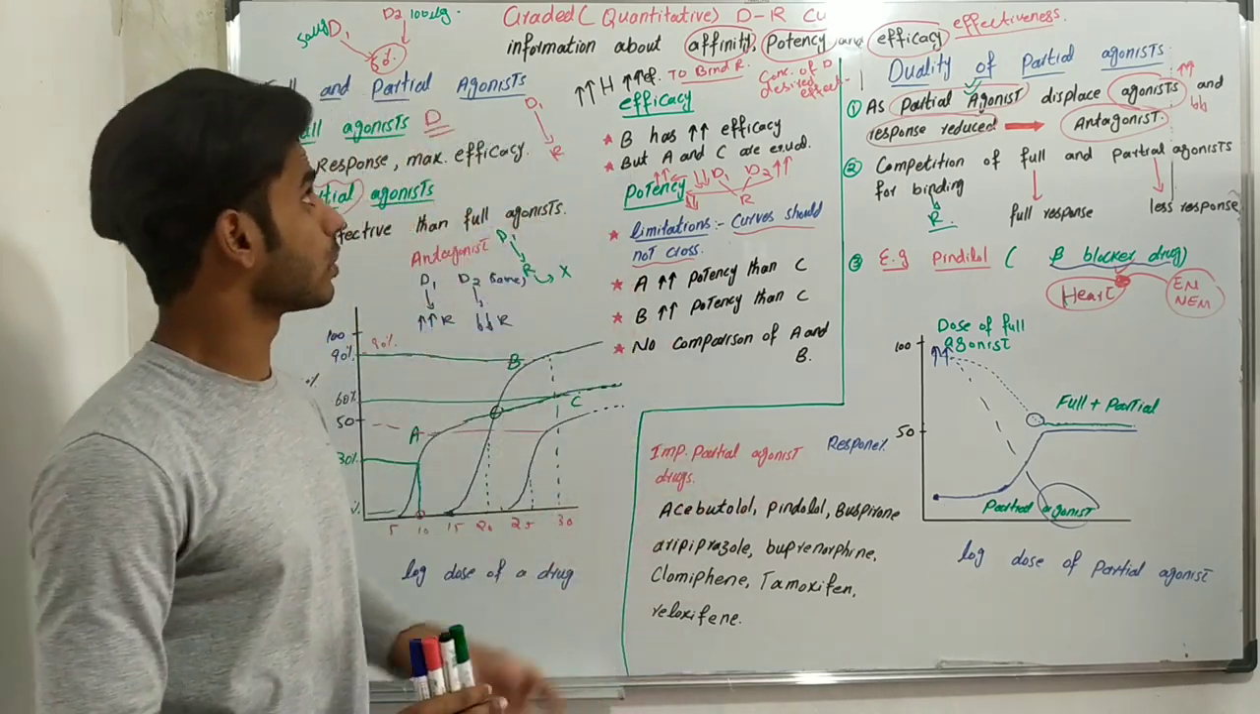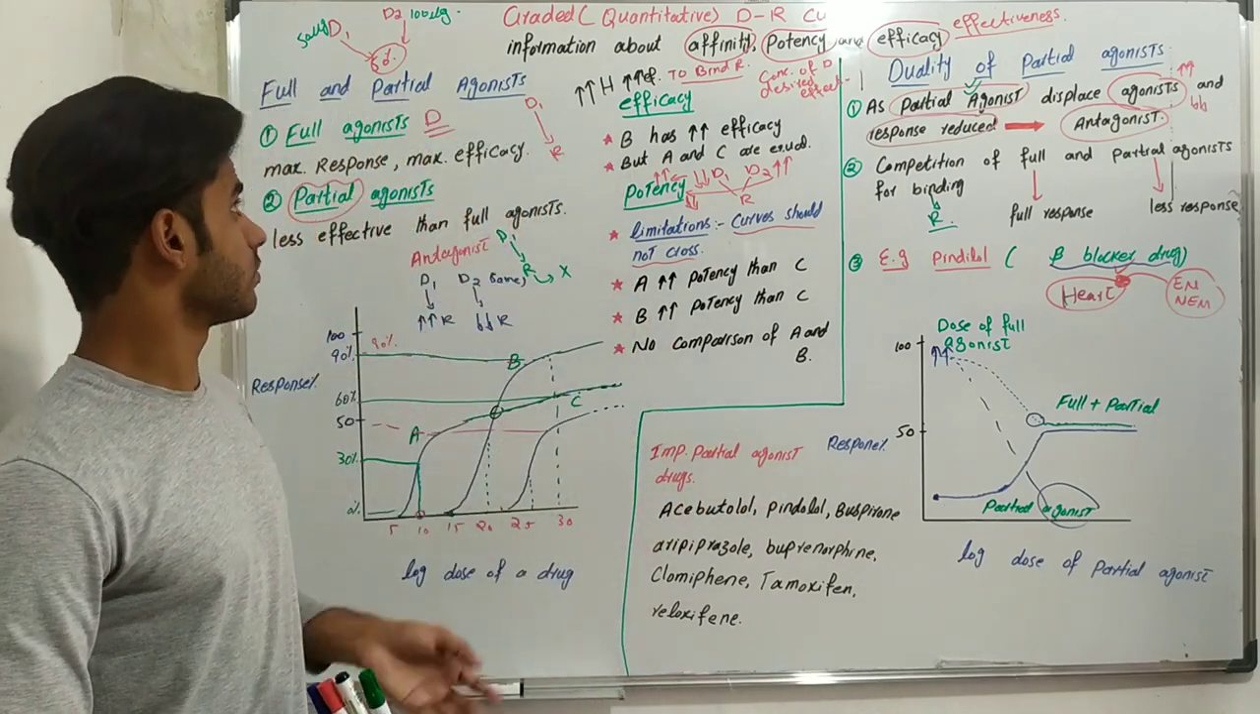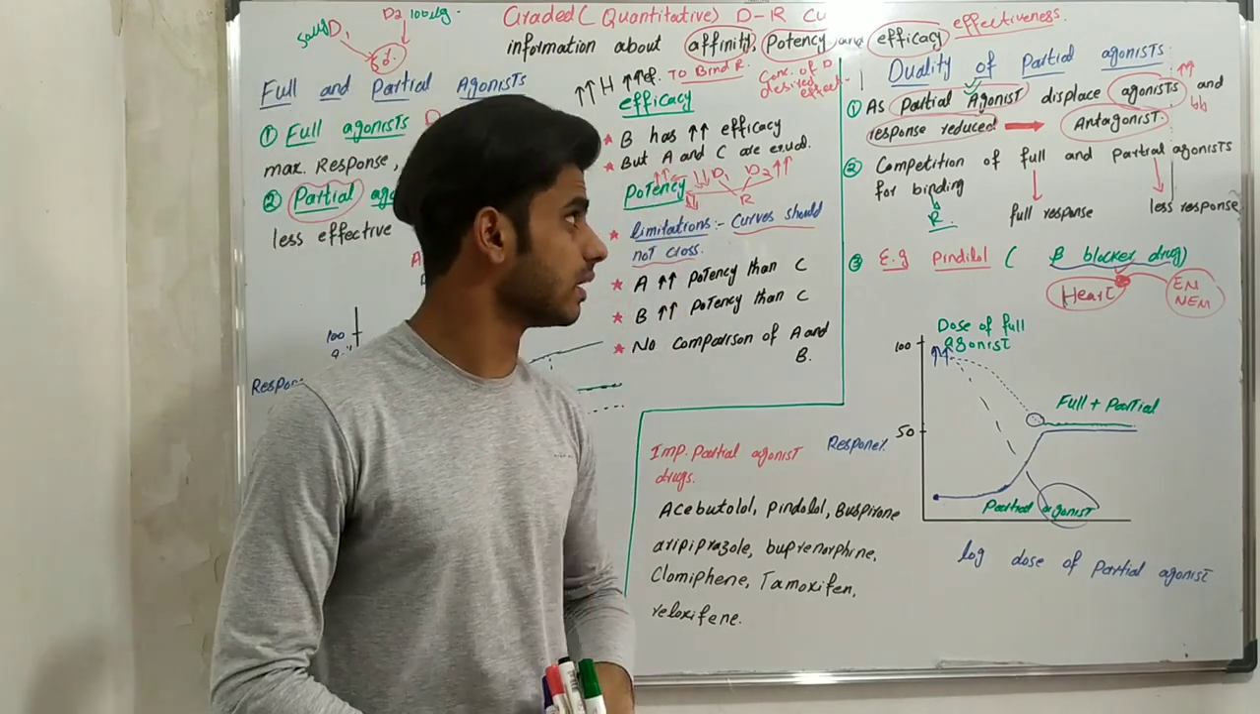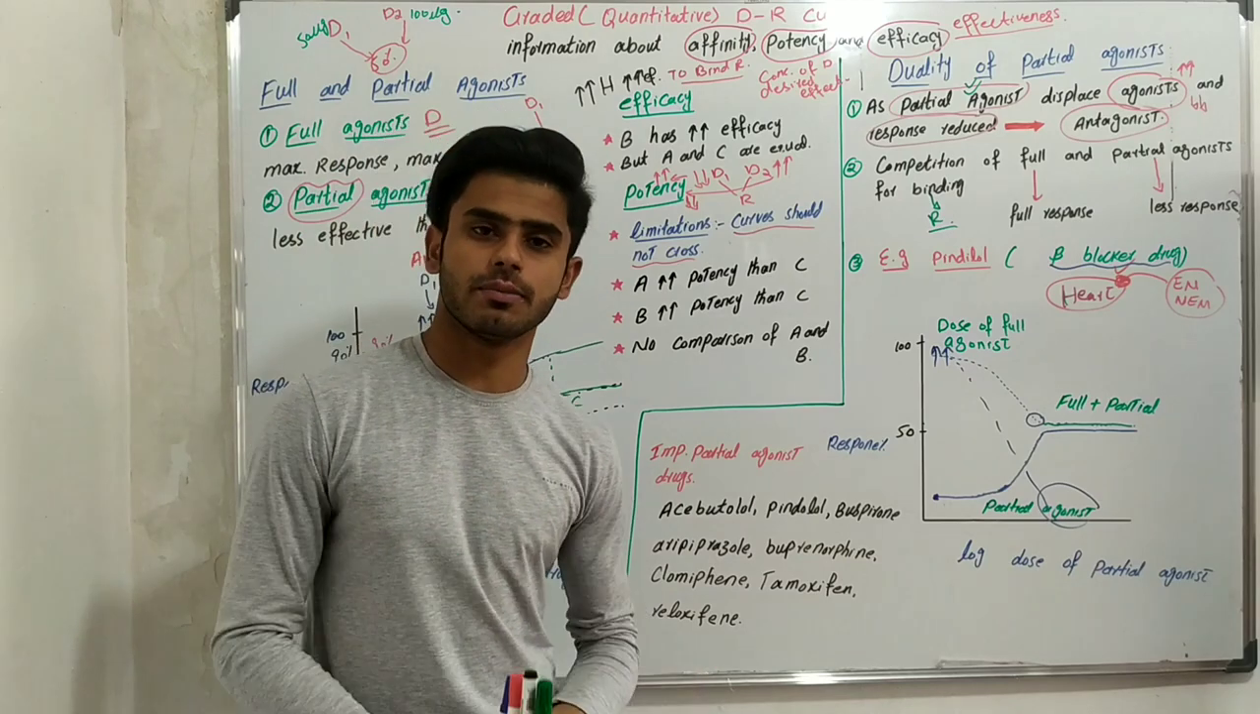So it was about the graded and quantal dose response curves, and about the full and partial agonist, and the duality of the partial agonist. In the next lecture, we will discuss the next curves.